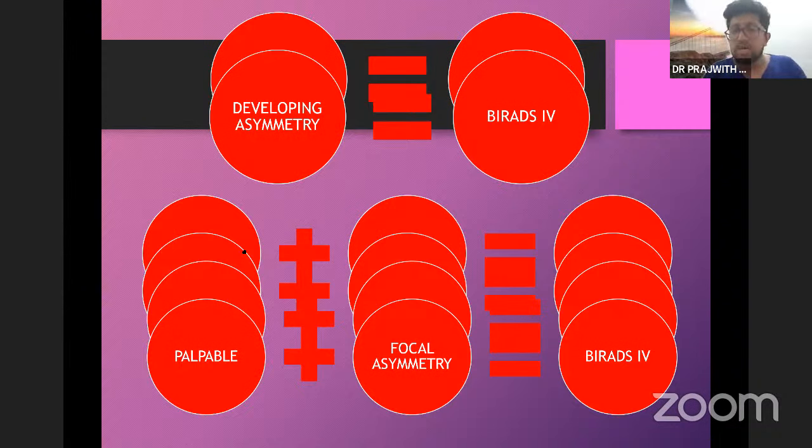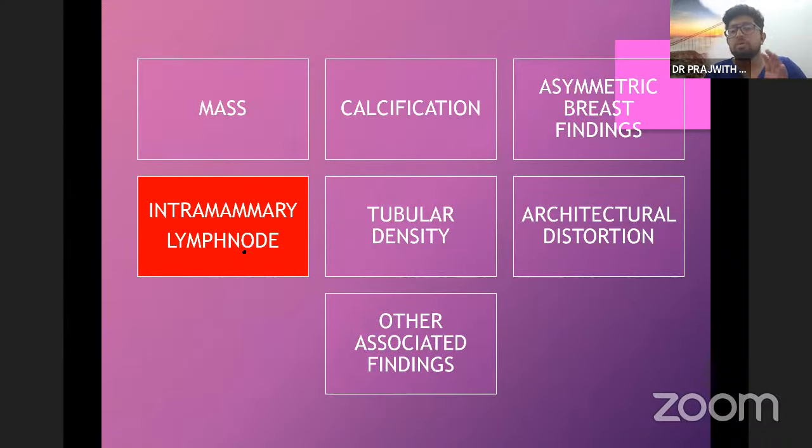So whenever you don't see a mass also, you just have to describe it as an asymmetry, and you have to tell what kind of BIRADS it belongs to. Very simple. So that is about the asymmetry.